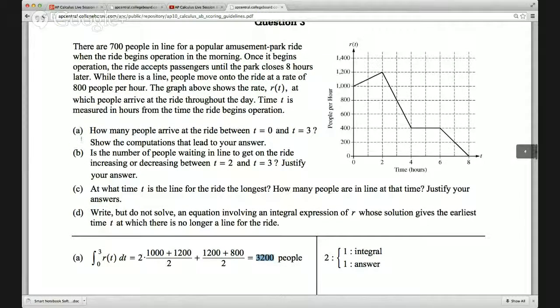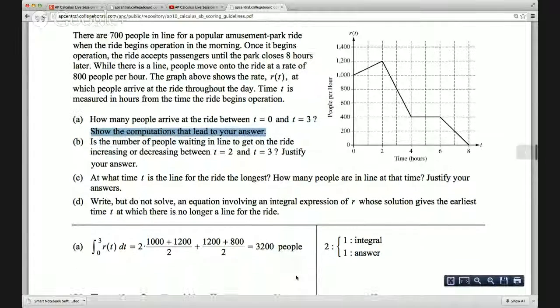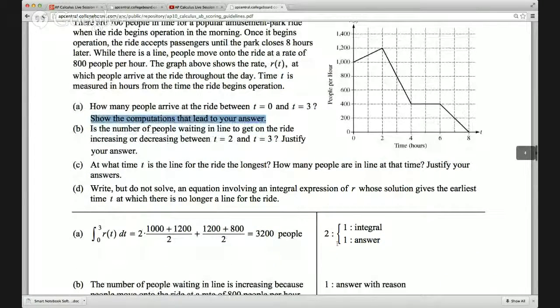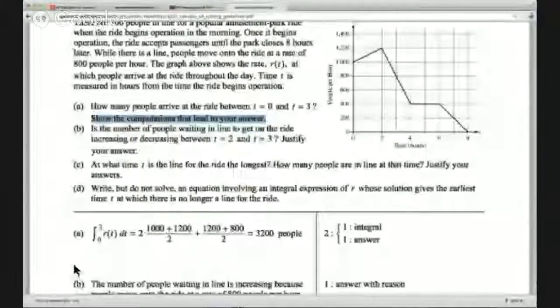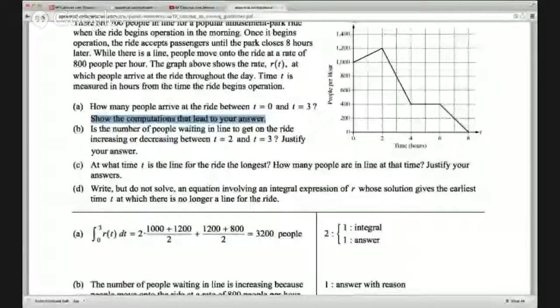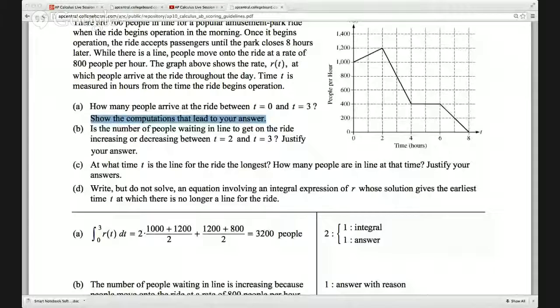It does say to show the computations that led to your answer. But if you look at the point values, I'm not 100% sure that they graded those, because to me it just looks like they graded this part and this part. So do they mean just to show this? I don't know. I didn't grade on this one, so don't know for sure.